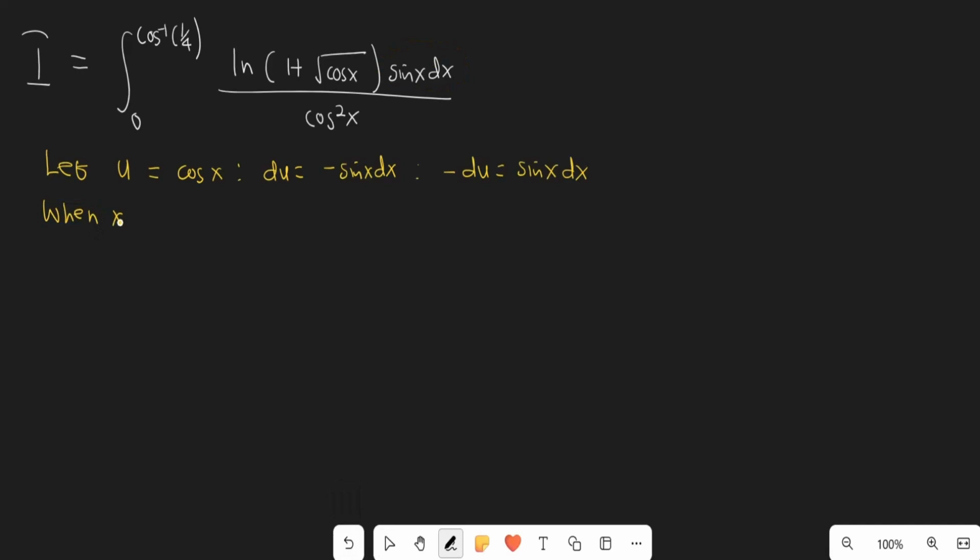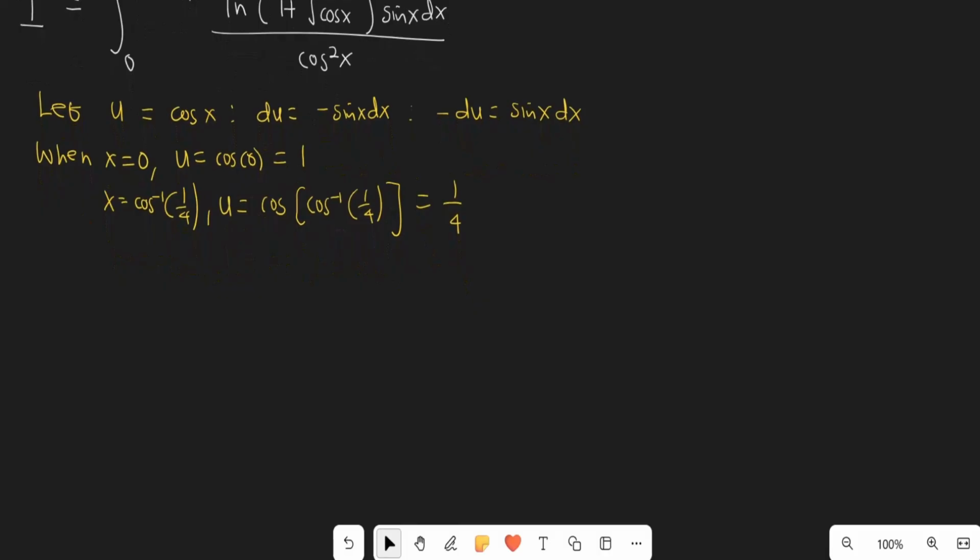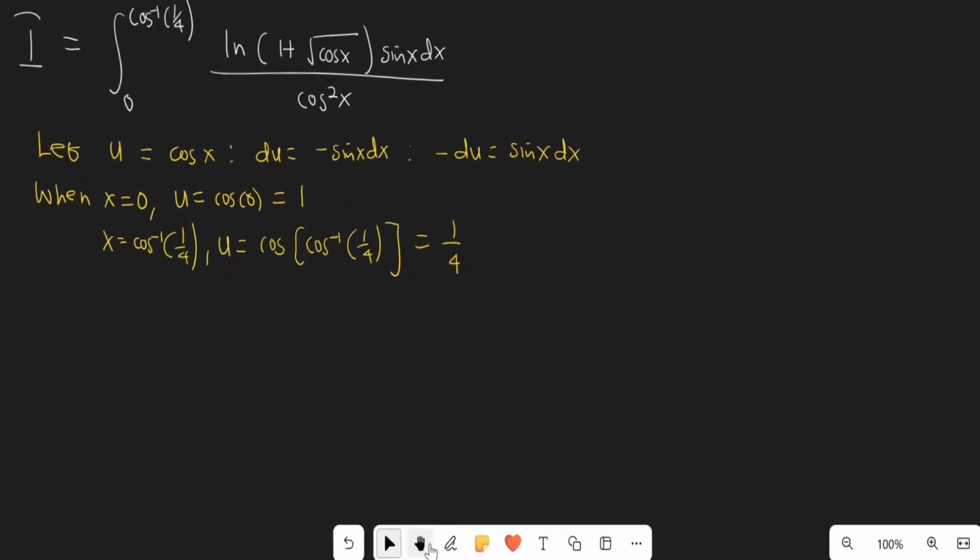When x is equal to 0, the lower limit, we have u equal to the cosine of 0. Cosine of 0 is 1. And when x is equal to the cosine inverse of 1 over 4, that is the upper limit, u is going to be equal to the cosine of the cosine inverse of 1 over 4. And that is 1 over 4. Alright, so now the integral in the u world will look like this.